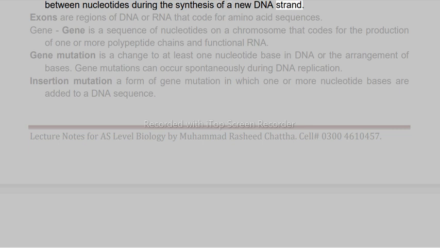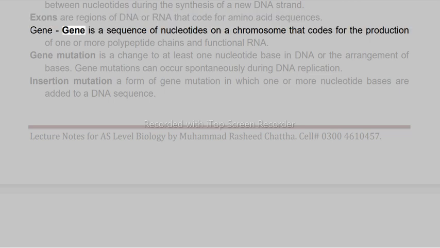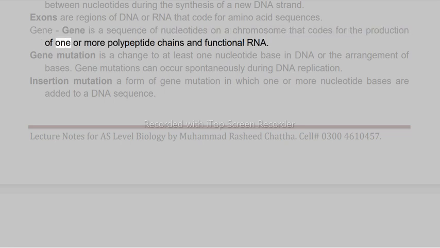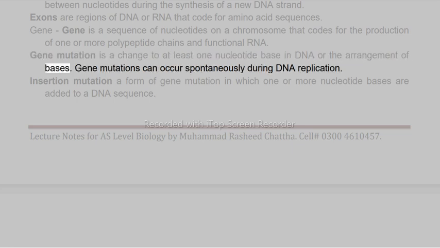Exons are regions of DNA or RNA that code for amino acid sequences. Gene is a sequence of nucleotides on a chromosome that codes for the production of one or more polypeptide chains and functional RNA. Gene mutation is a change to at least one nucleotide base in DNA or the arrangement of bases. Gene mutations can occur spontaneously during DNA replication.